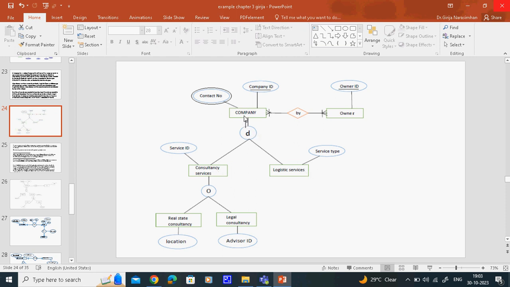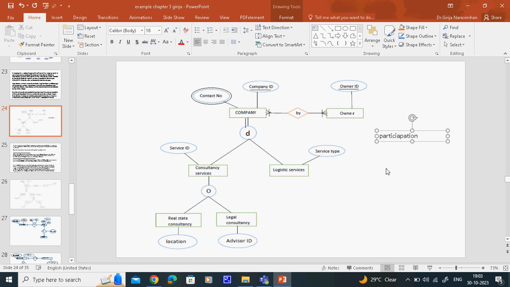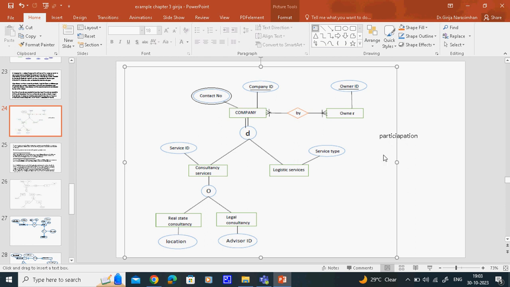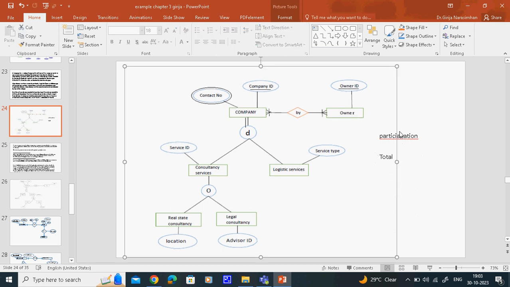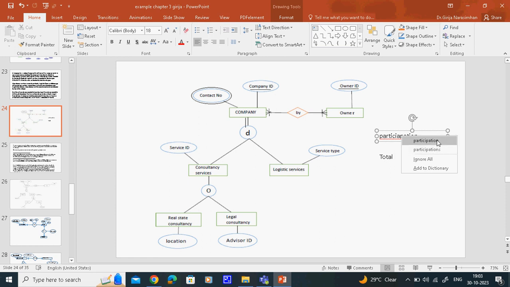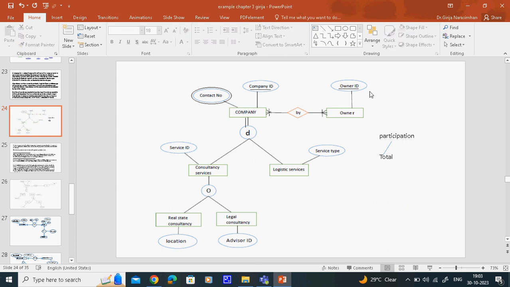In this case, here you can see a double line. What is the meaning of the double line? This is called participation. There are two types of participation: one is called total, another is called partial. Here I can write participation is of two types. One is total participation, and the other is partial participation. Total means fully, completely.